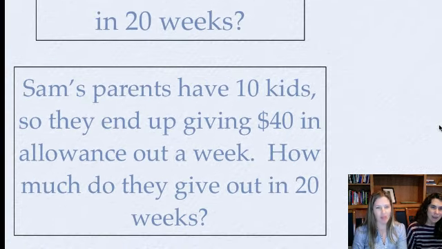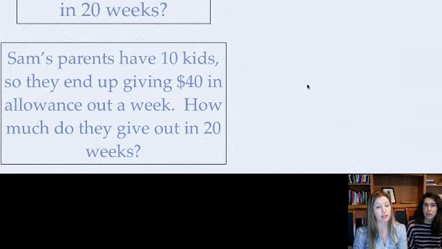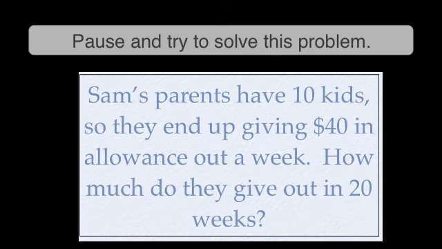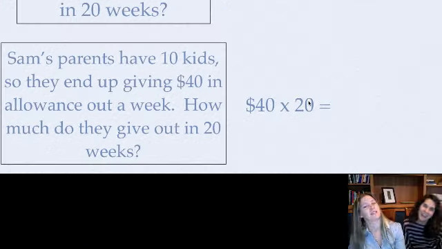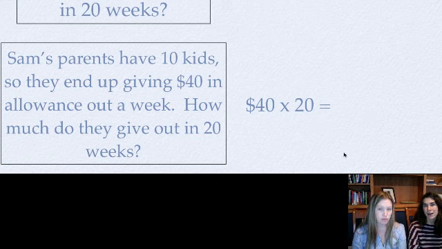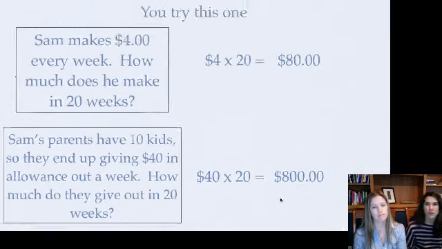Now we're going to think about Sam's parents, who have 10 kids. They end up giving out $40 in allowance each week. That adds up quickly. How much do they give out in 20 weeks? Now you're thinking to yourself, okay, we have 40 times 20. Once again, you can think about 4 times 2 equals 8, and then tack on those 2 extra zeros to get $800 in 20 weeks.